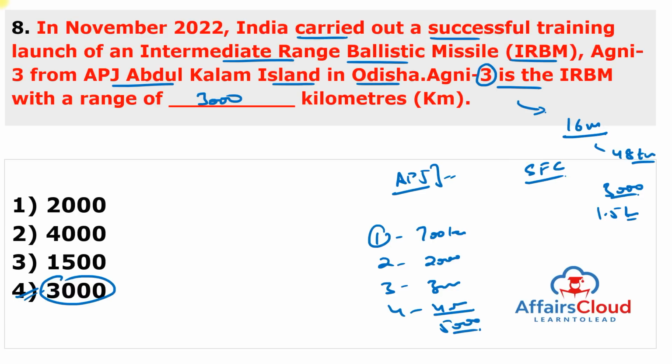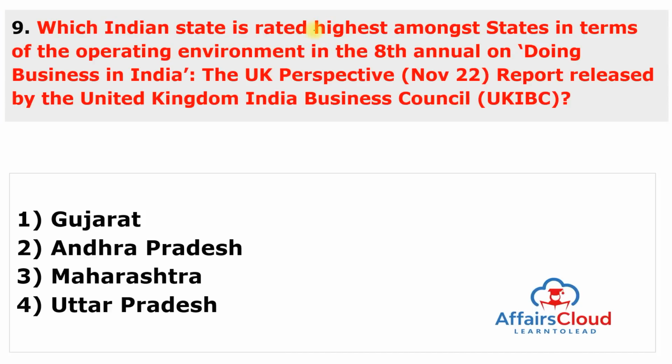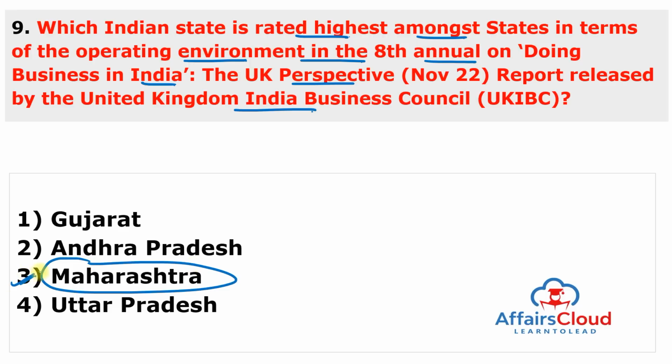Moving to next question. Which Indian state is rated highest amongst states in terms of operating environment in the 8th annual Doing Business in India, the UK Perspective report released by the United Kingdom India Business Council? Again, this question is important but static. Remember the question same as in slide. This state is Maharashtra. Answer of this question is 3.